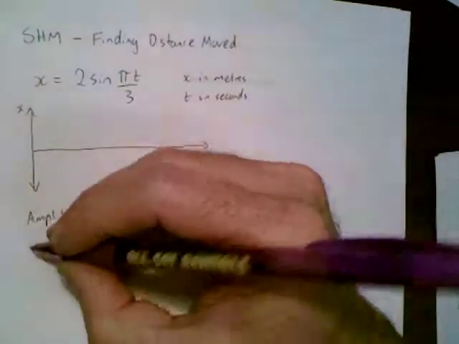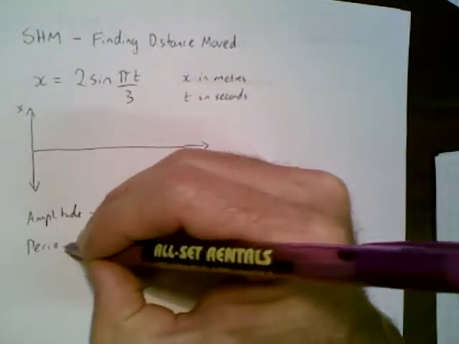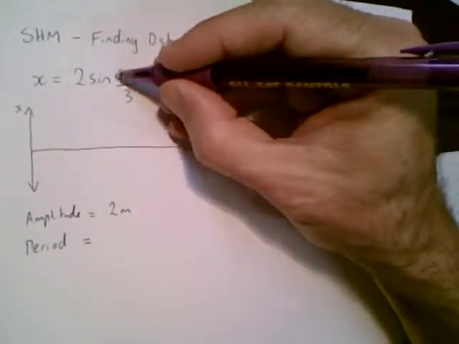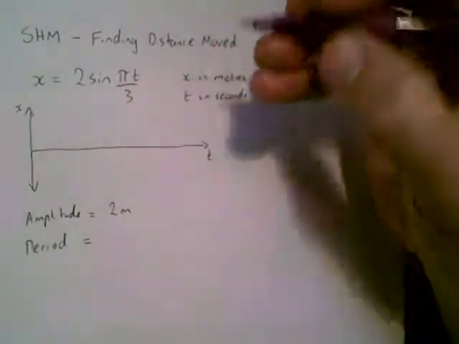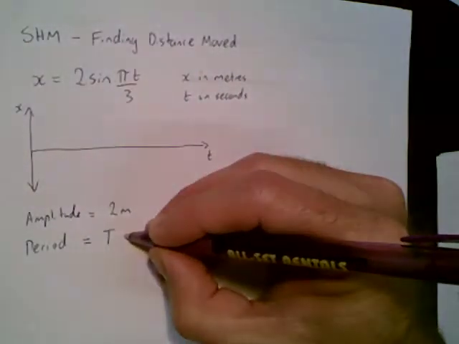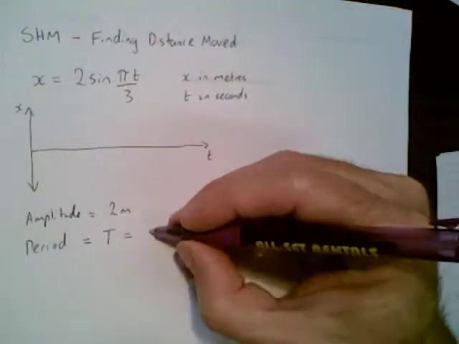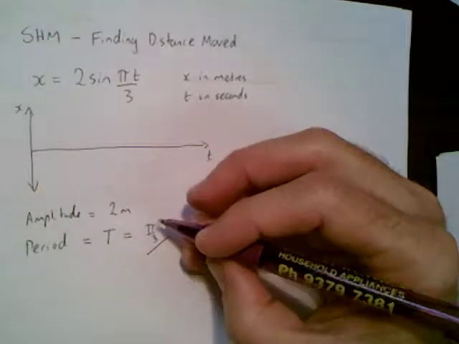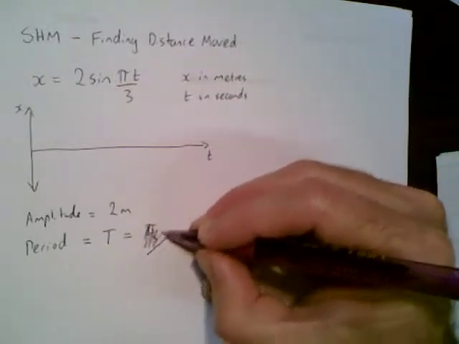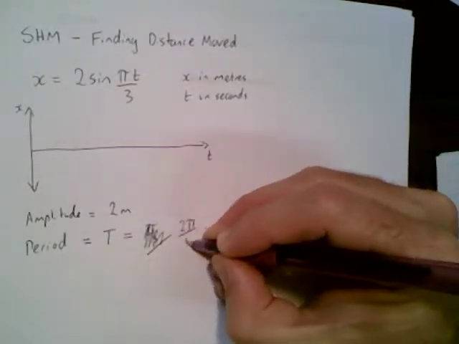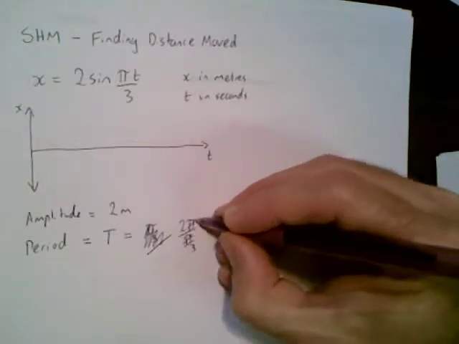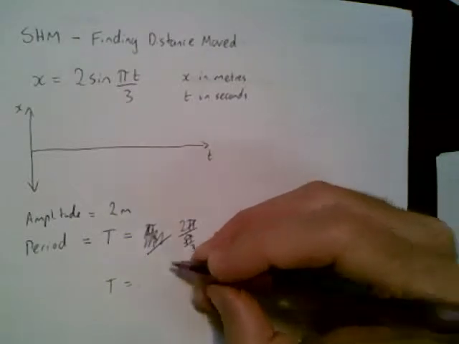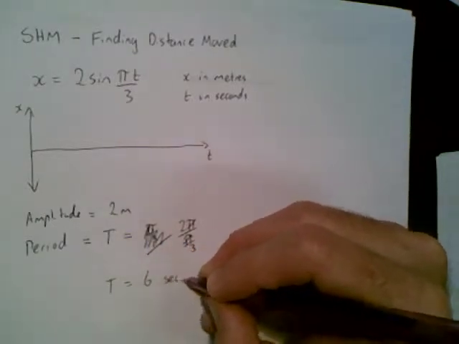And then in terms of the period of motion, we use this k value here of pi on 3, and we say that the period, sometimes we use capital T to denote period, is equal to, oops, got that the wrong way around. It's actually 2 pi over pi on 3. Pi's cancel there. We're left with a period of motion there of 2 times 3, which is 6 seconds.